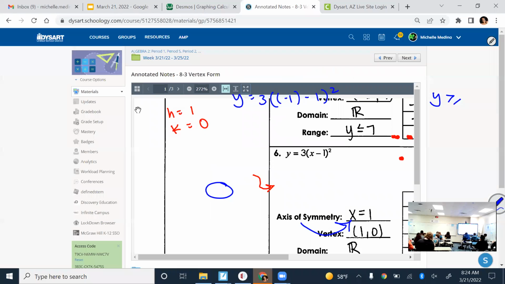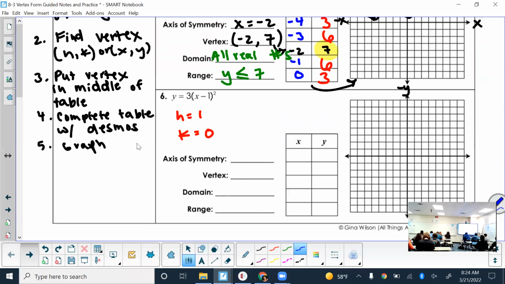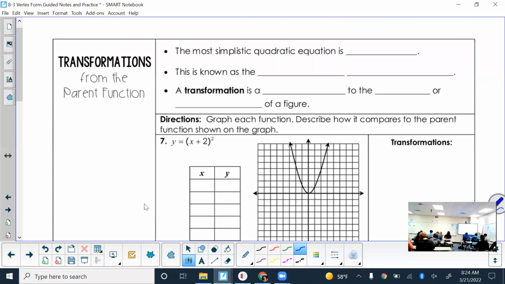Then some vocab, and then we may or may not have time for one example. We'll see. Tomorrow we're going to do a lot of examples on transformations from the parent function. The parent function is going to be your most simplistic equation. There are parent functions of all sorts of things. For quadratic equations, it's y equals x squared. We talked about that before. We've graphed it before.